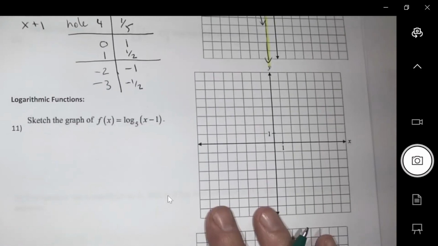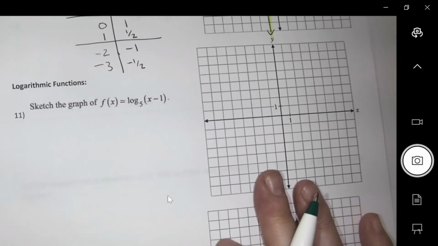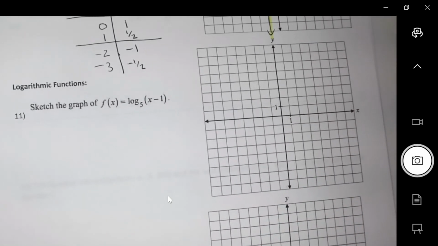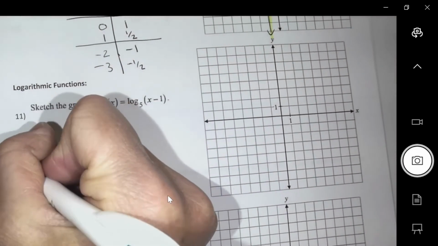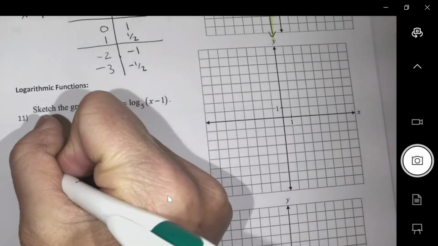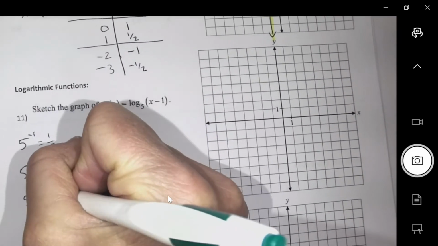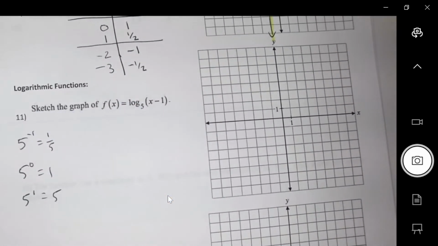Okay. Logs. First question, what's the base? 5. Okay, go. Give me 5 to the... What do we always start with? -1, 0, 1. Okay, as soon as you do a base, I don't care if it's exponential or logs, just do this.